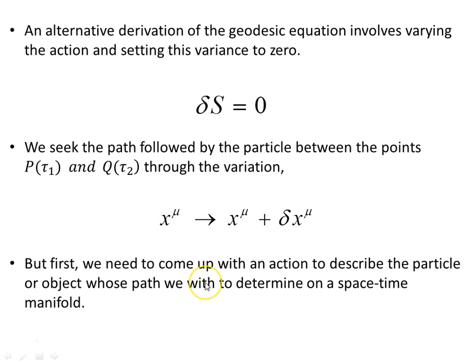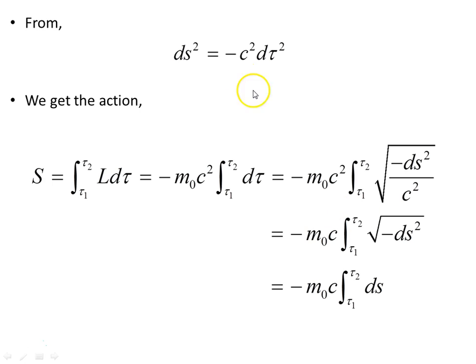So first we need to come up with an action to describe the particle or object whose path we wish to determine on a space-time manifold. So we have, from the metric here, ds squared is minus c squared d tau squared. And from that we can get the action S is the integral between tau 1 and tau 2 of the Lagrangian, integrated with respect to the proper time tau.